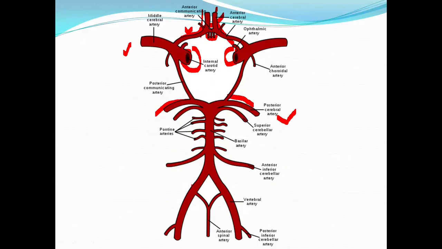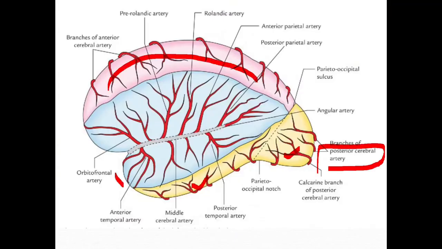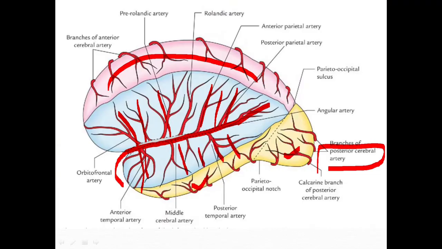Now try to see, from the internal carotid artery, the middle cerebral artery, which is on the inferior surface of the brain, makes an upturn and runs in the lateral sulcus, and then gives off branches to the frontal lobe, parietal lobe, and the temporal lobes. So the major portion will be supplied by the middle cerebral artery.